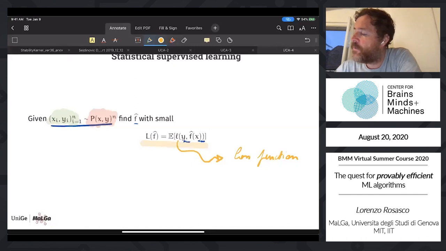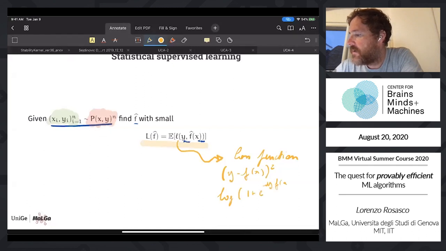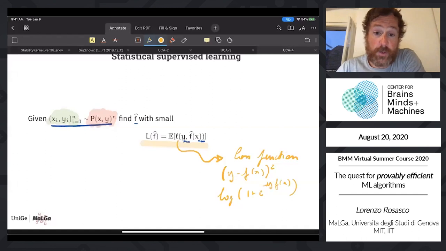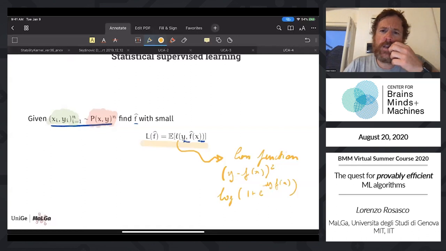The classical example for the loss function, for example, is the square loss or the so-called logistic or cross entropy loss, as people like to call it these days, okay? The loss function, we assume it to be given. It's part of the definition of the problem. So we fix it. We assume that we know it. We assume that there is a fixed but unknown probability distribution, and then we want to predict well.